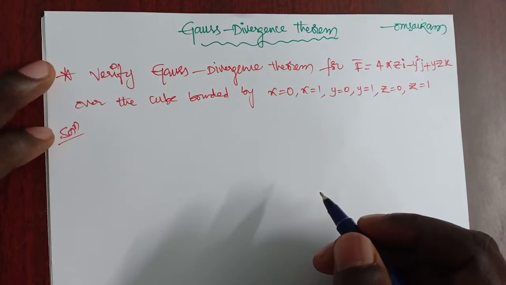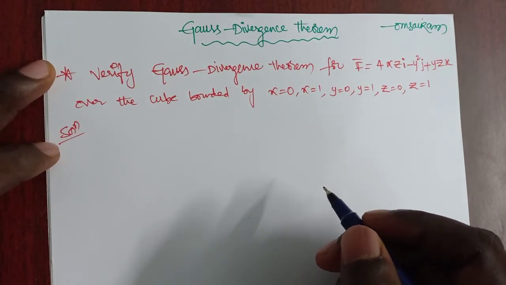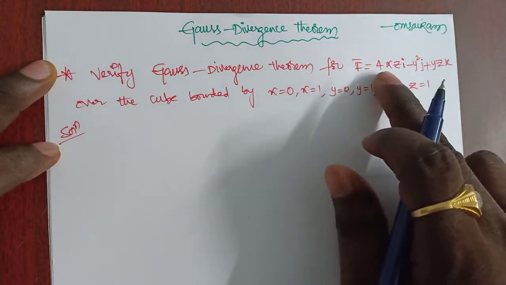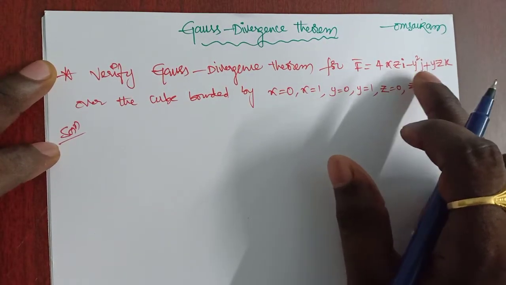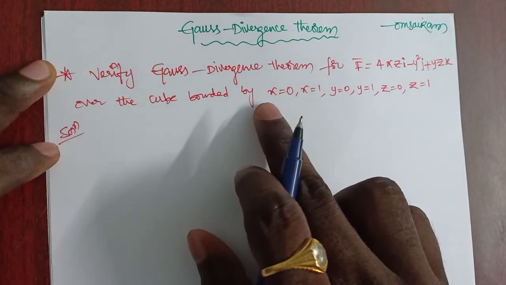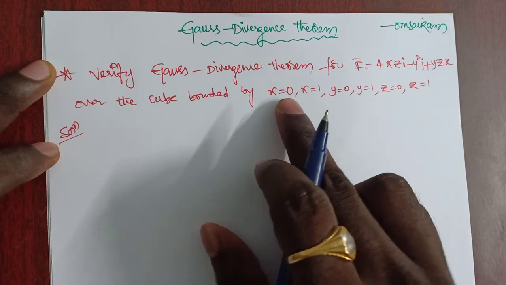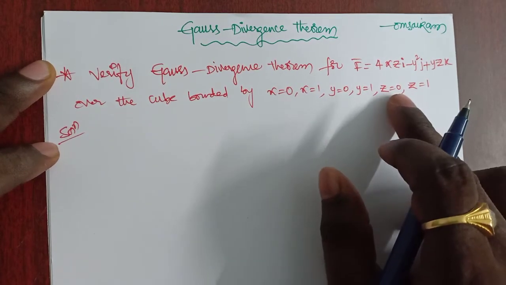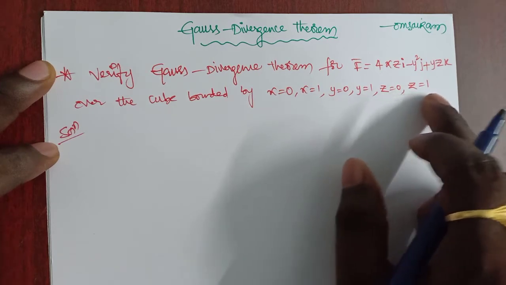So today we will discuss one important problem on Gauss Divergence Theorem. To verify Gauss Divergence Theorem for f bar equal to 4xz i minus y square j plus yz k over the cube bounded by x equal to 0, x equal to 1, y equal to 0, y equal to 1, z equal to 0 and z equal to 1.